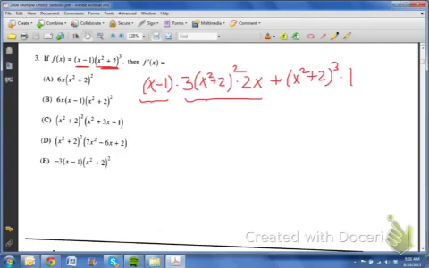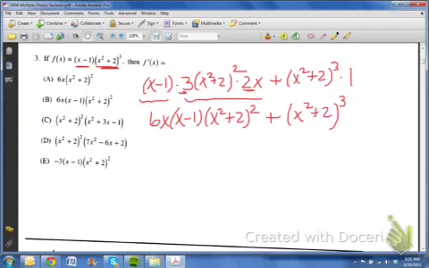If I clean it up a little bit, I'm going to have 6x, right, because 3 times 2x is 6x. 6x times x minus 1 times x squared plus 2 squared plus x squared plus 2 cubed, which is not one of the answer choices. The answer choices are all in factored form. All of the answer choices, everything is multiplied together. There's no addition or subtraction between the factors. This one, we have addition. We have 2 terms here. So we have to factor this.